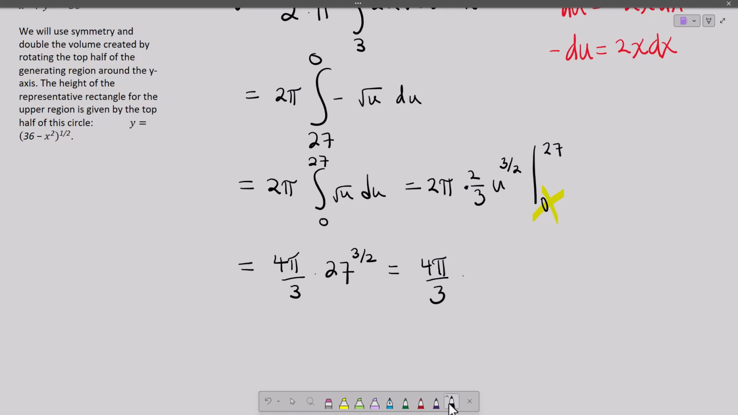So we could cube the 27 first and then take the square root, or we can take the square root first and then cube it. I'll take the square root first because that shrinks the 27. It's easier to cube a smaller number. So the square root of 27. 27 is 9 times 3, so that's going to be 3 root 3.